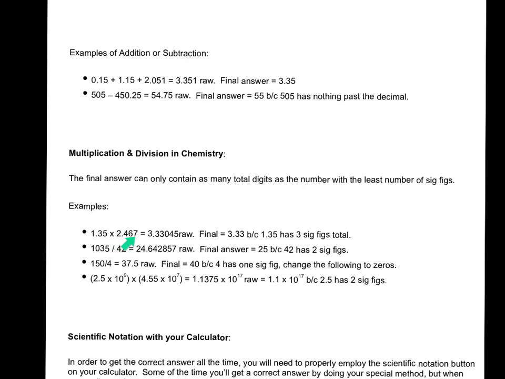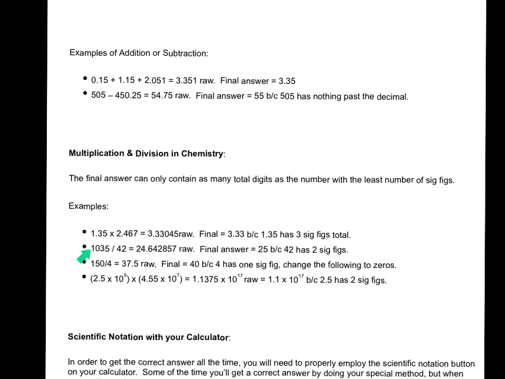1.35 times 2.467. I see that times sign. I know that my final answer can have only 3 digits total in it because that number has 3 digits. And we're not talking about places past the decimal. We're talking about total number of digits. So the raw answer is this, and we can only have those first 3 digits, the 3, the 3, and the 3. We look at the 0. Does the 0 affect that 3? No. So your final answer is 3.33 because 1.35 has 3 sig figs total.